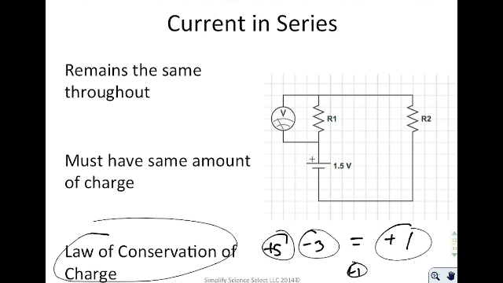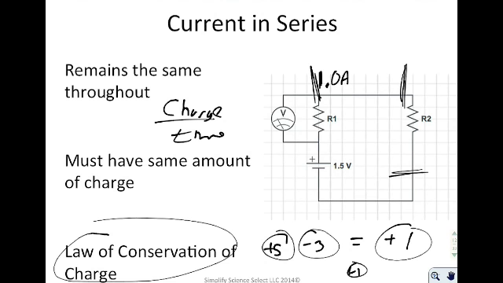Now remember that current is just the amount of charge that flows through a certain amount of time. So the law of conservation of charge is still going to apply. So if you were to look at it, if I have, let's say, 1 amp of charge right here, there's nowhere else for that charge to go. It's got to go somewhere. So I would have the same 1 amp of charge here, the same 1 amp of charge here, and the same 1 amp of charge here.